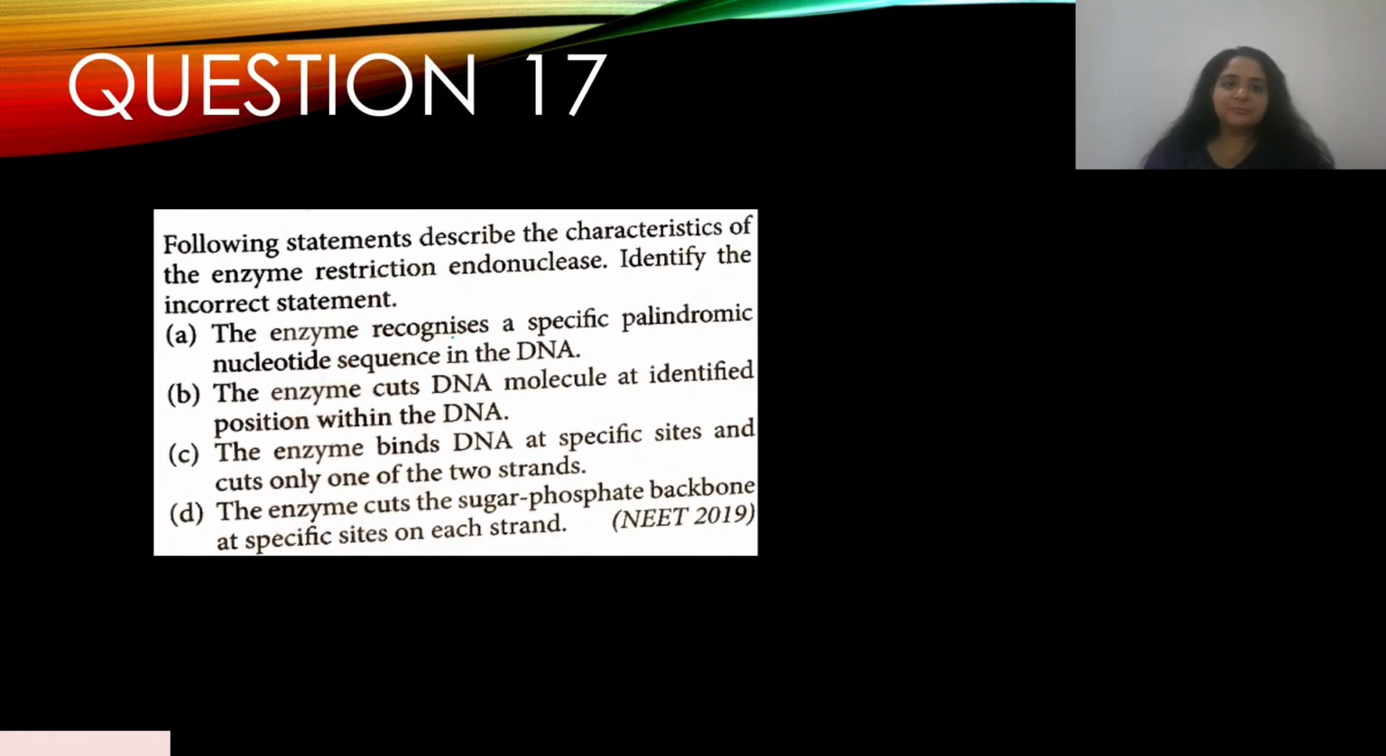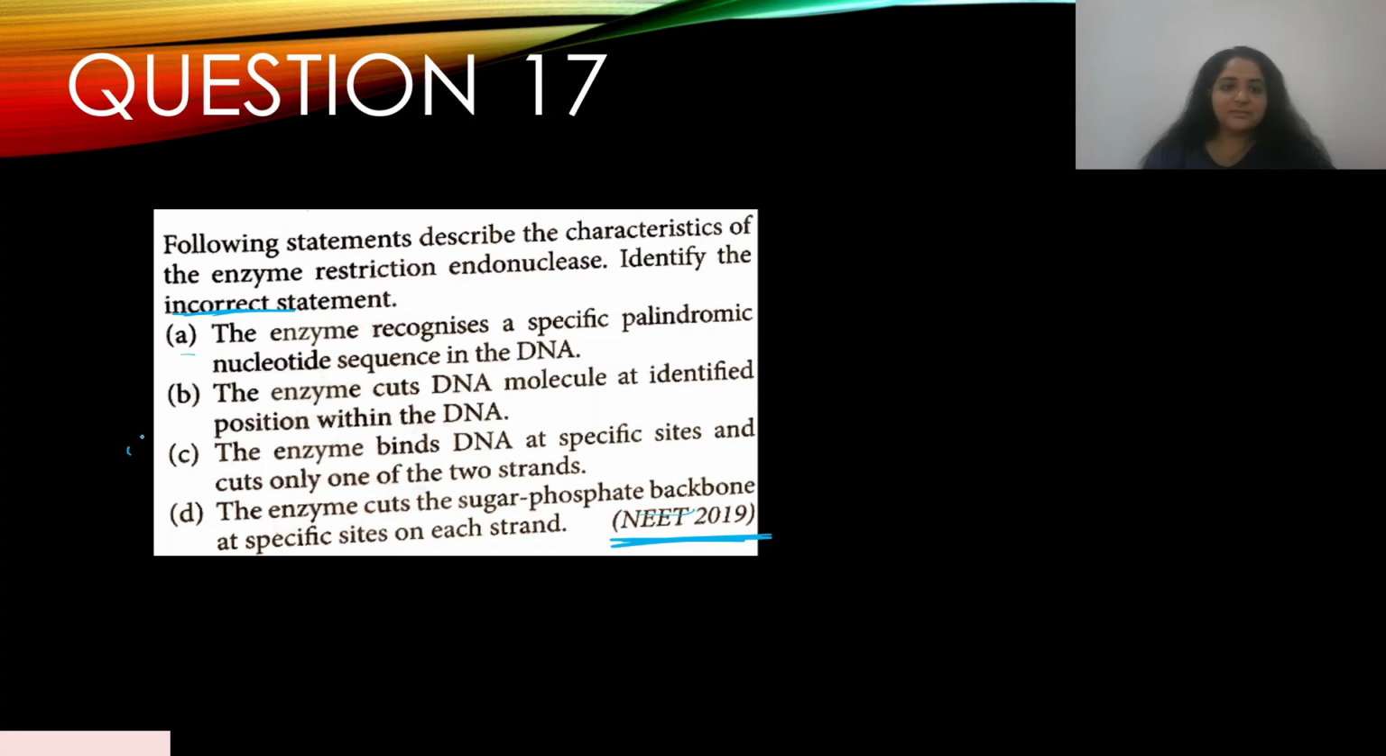Question number 17. The following statements describe the characteristics of the enzyme restriction endonuclease. Identify the incorrect statement. This appeared in NEET 2019. A. The enzyme recognizes a specific palindromic nucleotide sequence in the DNA. B. The enzyme cuts the DNA molecule at identified positions within the DNA. C. The enzyme binds DNA at specific sites and cuts only one of the two strands. D. The enzyme cuts the sugar phosphate backbone at specific sites on each strand.